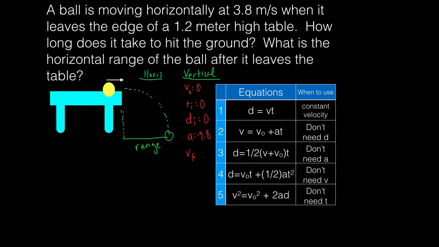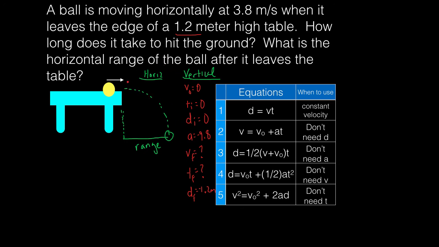Our velocity final, when it hits the ground, it doesn't tell us how fast the ball's moving, so I'm going to put a question mark. Time final, we don't know that either, so question mark. And displacement final, we do know. The table, it said, was 1.2 meters high, and since the ball is going to be lower than its initial point, I'm going to say our displacement final is a negative 1.2 meters. Okay. And now that's everything vertically.